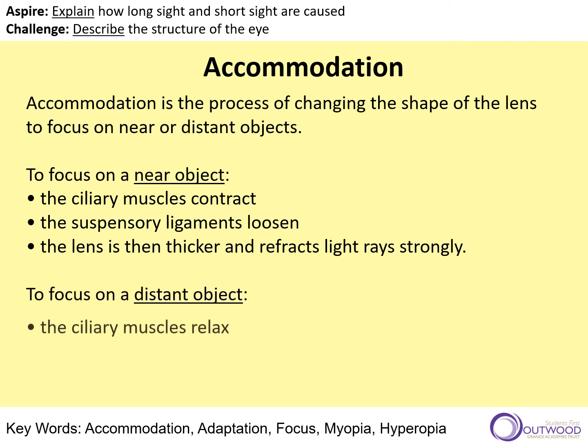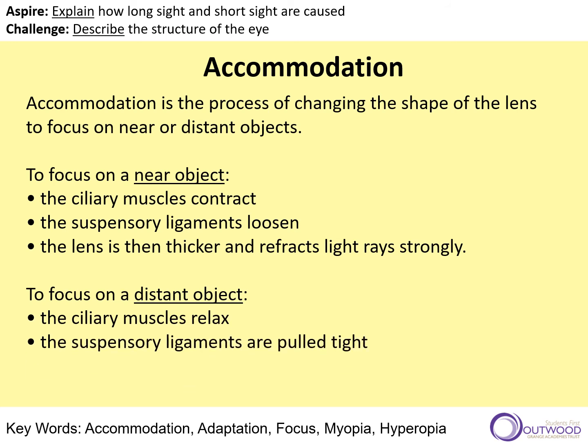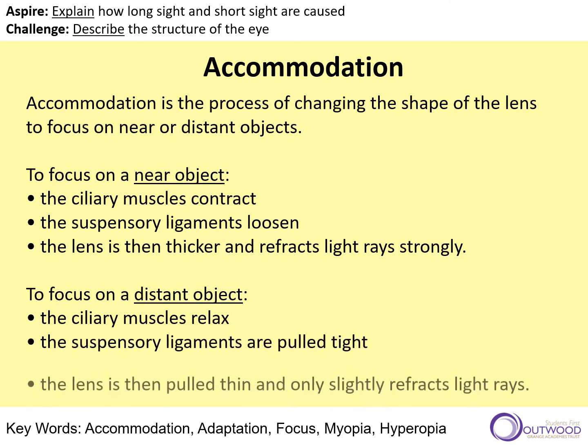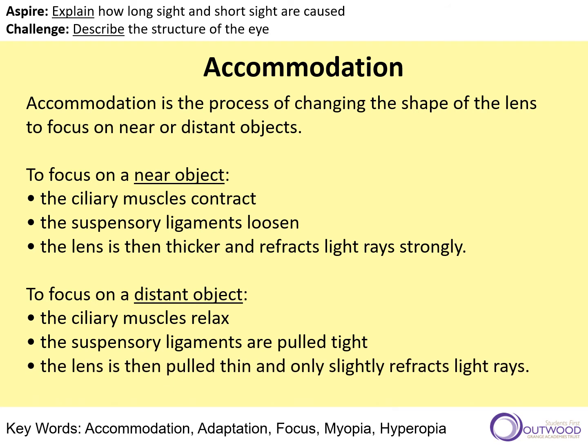Then for a distant object, the ciliary muscles relax, the suspensory ligaments are then pulled tight, and then the opposite happens. The lens is then pulled thin and only slightly refracts light rays. What I'm going to do is give you 1 minute to jot that down. You need to be able to state those points. Most of the time it is a 4 marker.